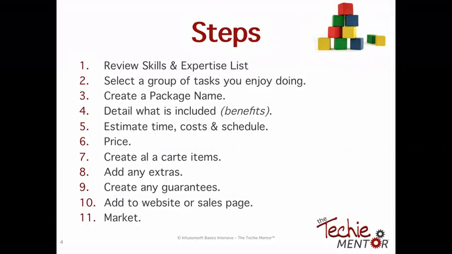The first thing you're going to want to do is review your skills and expertise list. This is something you want to do before and after the program because that's obviously going to change. By doing this step, that's really going to help you put everything on paper, and then you can look at it and say, okay, what of this can I put together as a package? Select that group of tasks, create a package name, detail what's included. Estimate the time, cost, and schedule, which will give you your price. Create a la carte items. Add any extras, create any guarantees, add it to your website or sales page, and then market it.